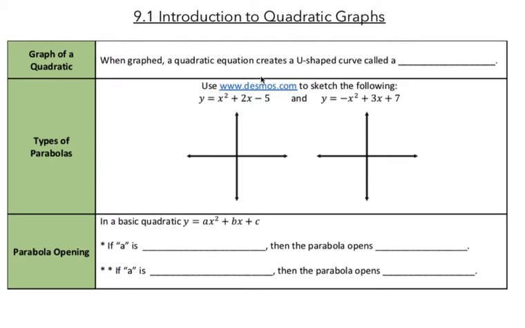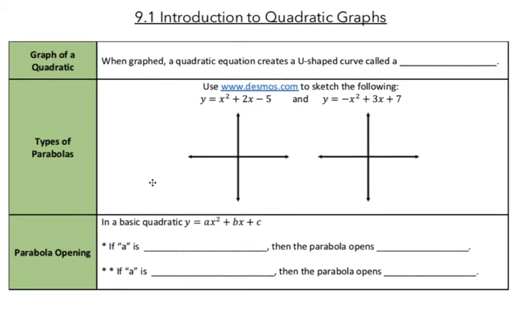And so when we look at 9.1, we're just going to start looking at what is the graph of a quadratic. When we graph it, a quadratic equation creates a U shape called a parabola. We're going to use Desmos.com to get a sketch of this. And we have a couple types of parabolas.